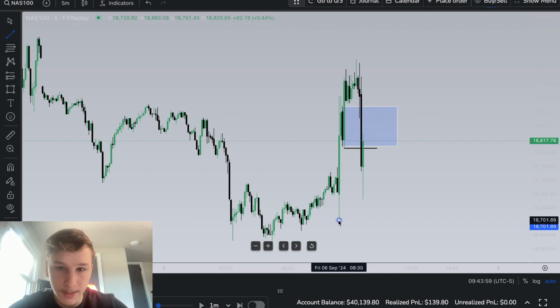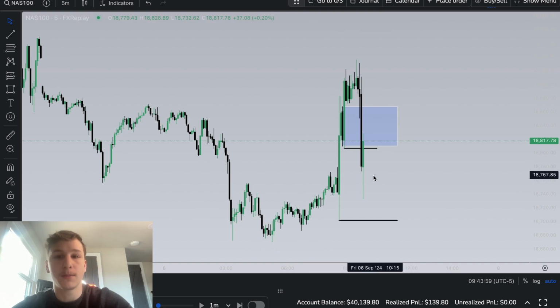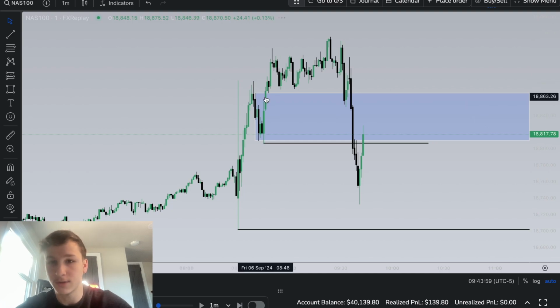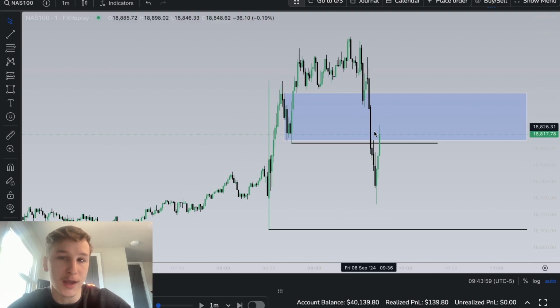Let me know, would you guys take this? We're trading up into a breaker right here on the 5-minute chart. We have a lower time frame gap within it. So this is actually model number 1 and 3 overlapping. Would you guys be shorting this for the gap and putting your stop above the breaker?